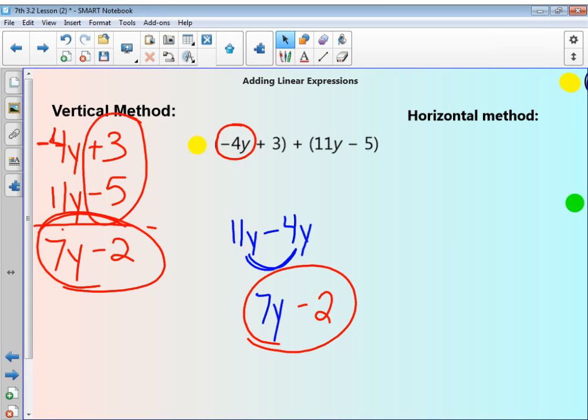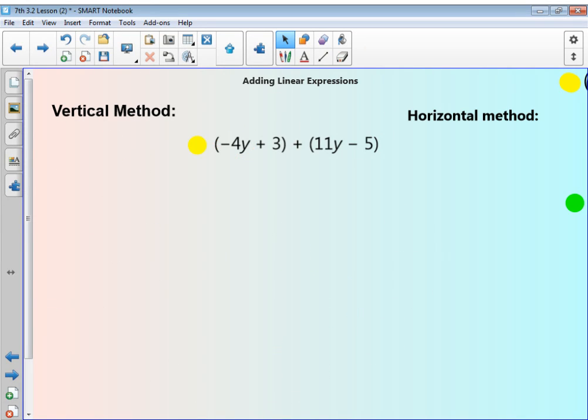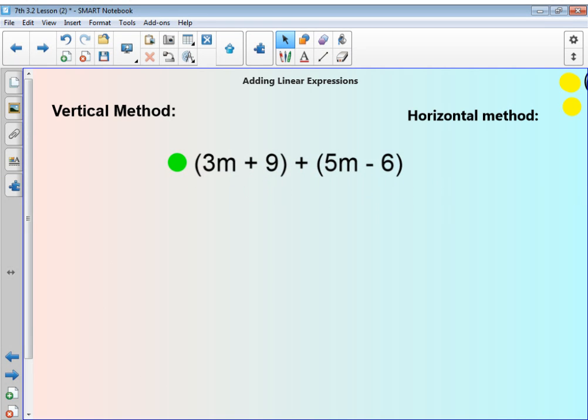So I'm going to slide one out here, and I want you guys to try it. Okay, go ahead and try this one. Pause your video and then check back. I will go ahead and put both methods up on the board for you. So go ahead, try one method. You do not have to do both. Try one of the methods and then check back to check your answer.